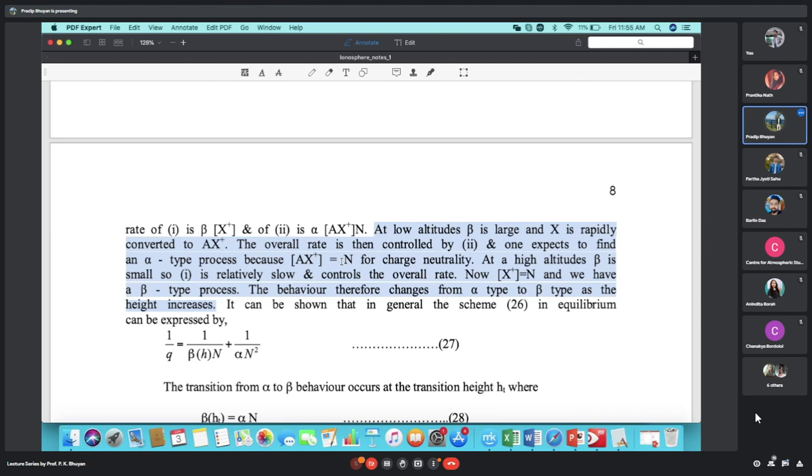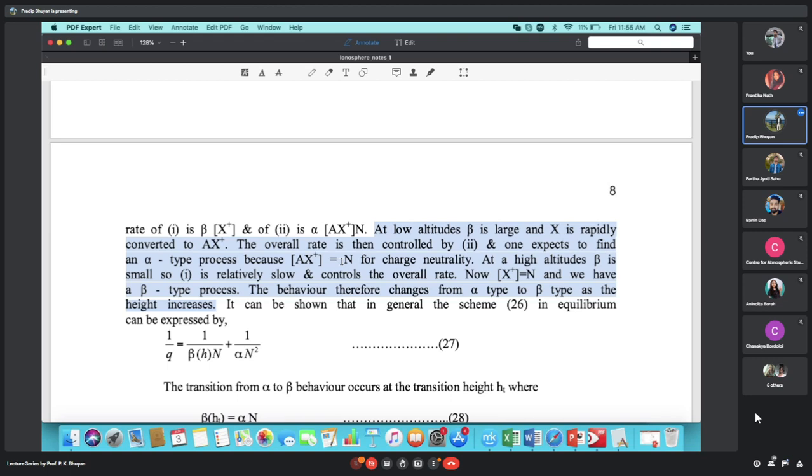So, for our understanding sake, what we will keep in mind is that beta type of reaction is dominant at higher altitudes, whereas alpha type of reactions or recombination will be at lower altitudes. You can put for this A and other things, you can put O and N by 2 or O2, and you can see how these equations can vary.